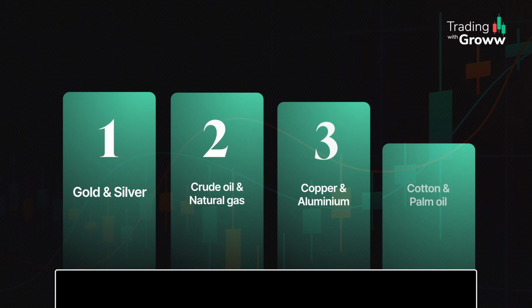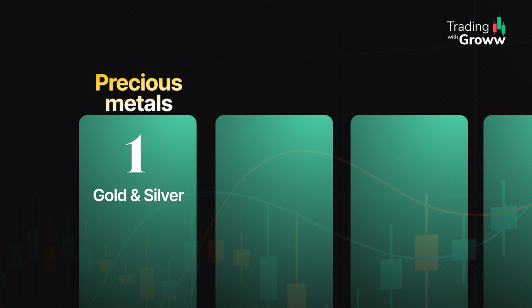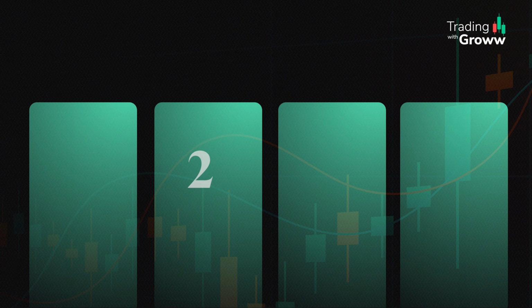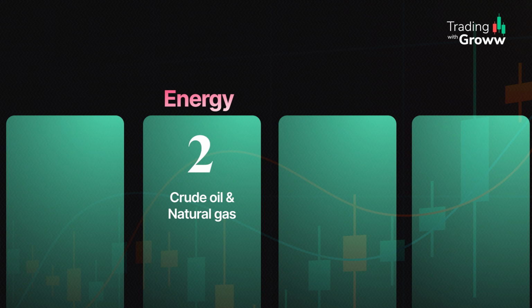So what can you actually trade? There are four main pillars, and as a trader, here's how you should think about them. First, precious metals like gold and silver. This is the fear and inflation trade. When markets get volatile or inflation spikes, money flows there. Second, energy like crude oil and natural gas. This is a geopolitics and policy trade. One war, one OPEC meeting, and these charts will move.